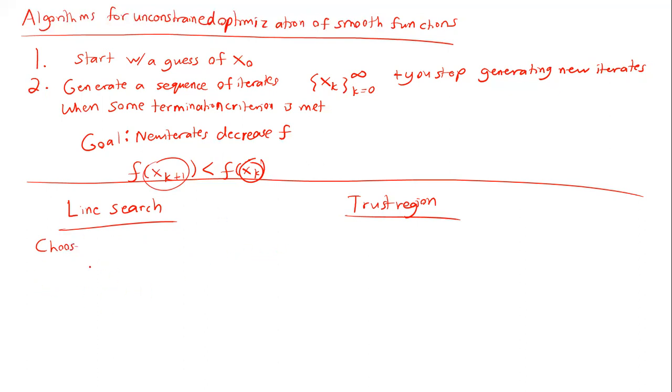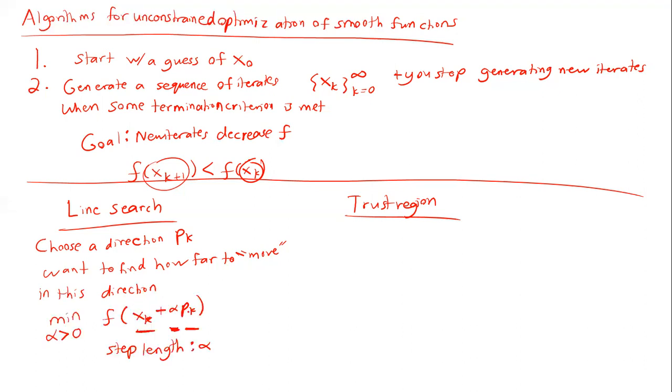And so the goal is to make it so that new iterates decrease your objective function f. So you want f at x_{k+1} to be less than f of x_k. This is what you want. So you say, how do I get there? How do I choose these points in relationship to x_k? Well, for this, there are techniques called line search and trust region. So the basic idea of these is the following.